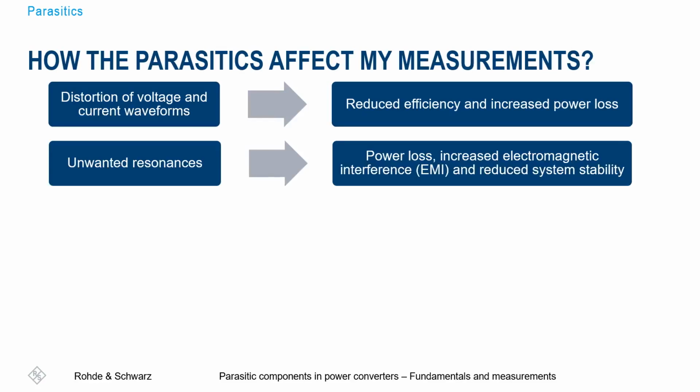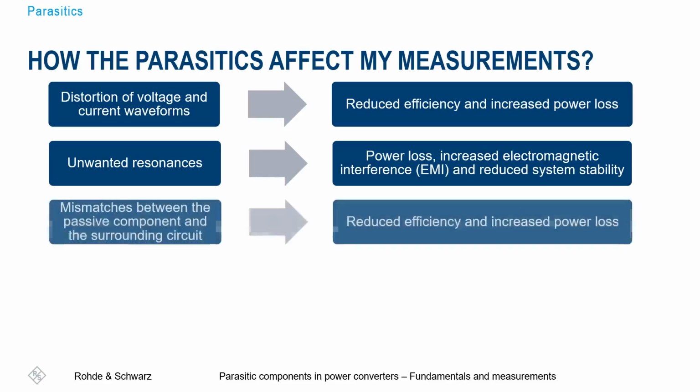There will be unwanted resonances, which also lead to power loss, increased EMI problems, and reduced system stability. Then we will have mismatches between the passive component and the surrounding circuit, and this is mainly because the circuit is designed in one way and not considering the parasitics. Since these passive components have different parasitics at different frequencies, there will be a mismatch between the designed circuit and the passive component itself. And this will lead to reduced efficiency and increased power loss.